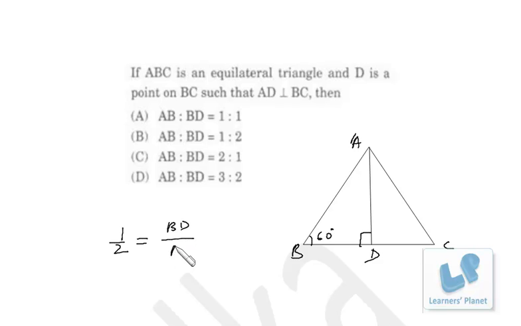Okay, that is base by hypotenuse. So what is the ratio AB is to BD? That is 2 is to 1. That means AB is double of BD. So AB is to BD, 2 is to 1. As simple as that, right? A 30-second question only.